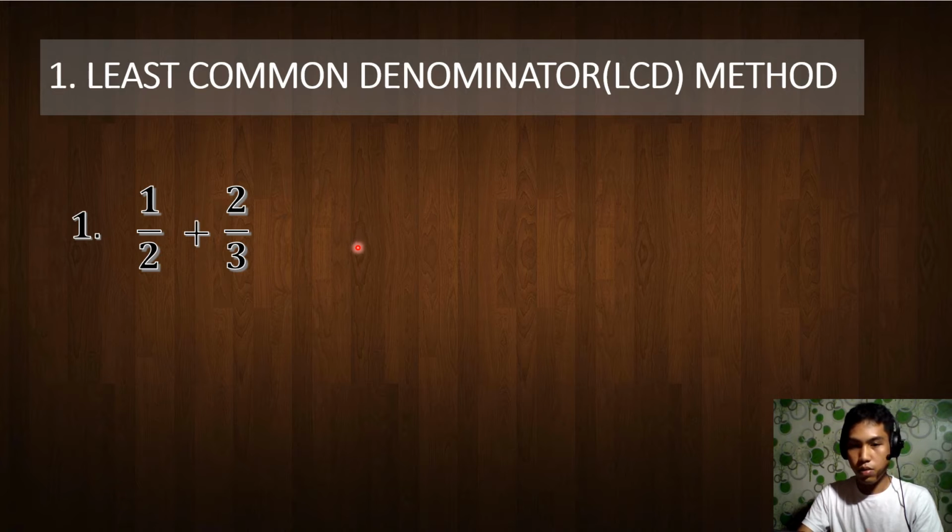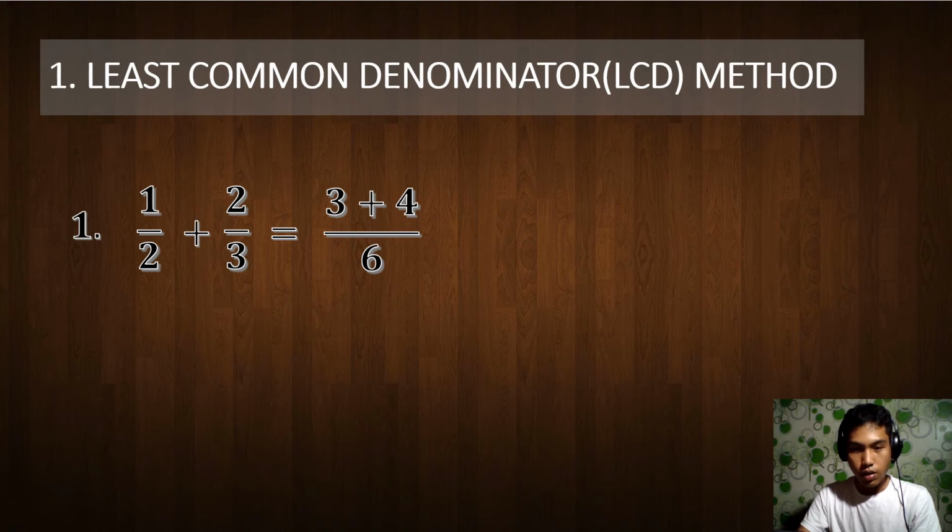About 4. 4 is divisible by 2, but it is not divisible by 3. So the answer here is 6. So we have this. The LCD is 6 for this example.